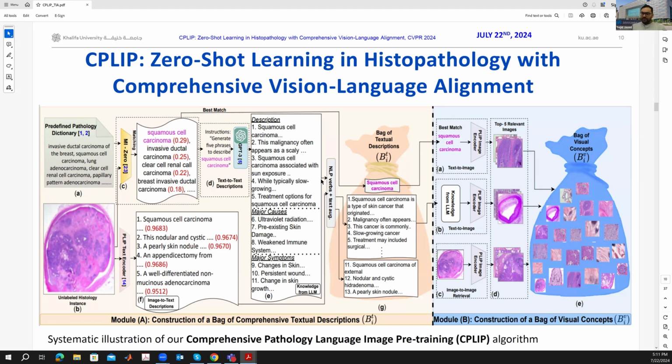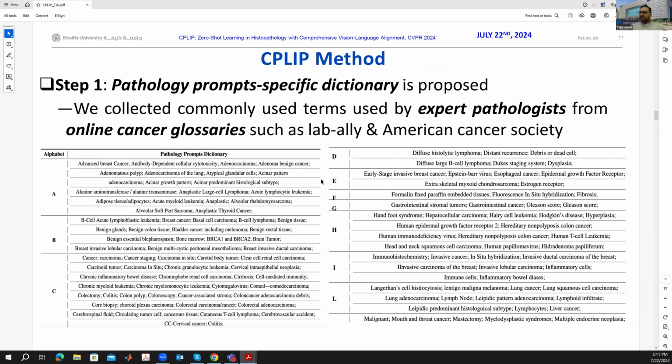In our proposal, there are two important modules. The first one is the construction of a bag of comprehensive textual descriptions, and the second one is the construction of a bag of visual concepts. The first module is about gathering the textual descriptions from the existing pathology model as well as the large language model, while the second one contributes towards generating similar pathology images using the existing VLM. So this is the systematic illustration of our CPLIP model. In a later slide, I would like to show how we can enforce the concept of completeness or comprehensiveness.